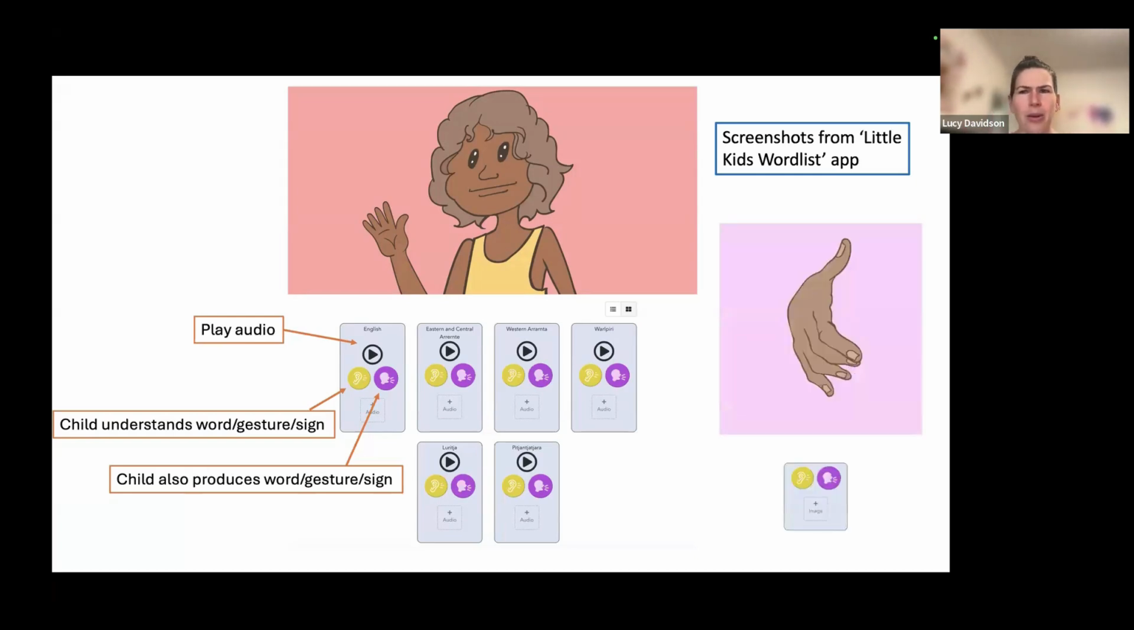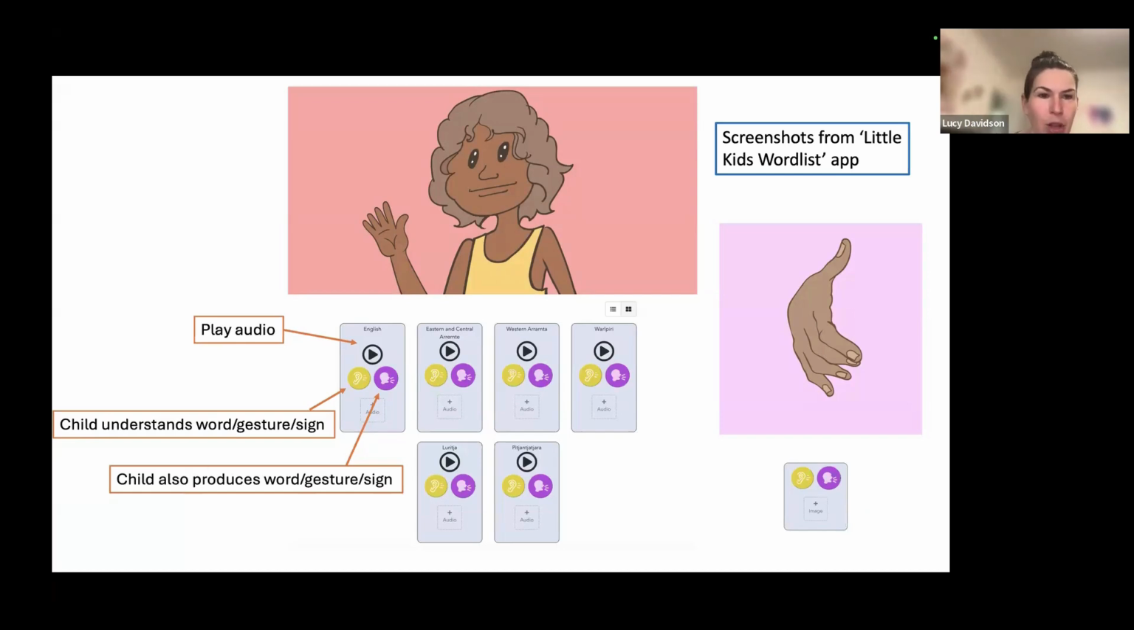So this is a pretty impressive app. This is a screenshot of an animation of a sign. So the hand is moving. Obviously, you can't see it move here, which is unfortunate. And there's only one option here because it's not in multiple languages. Note there aren't multiple audio versions, because there's no audio. So it's: does your child understand this sign? Does your child produce this sign?